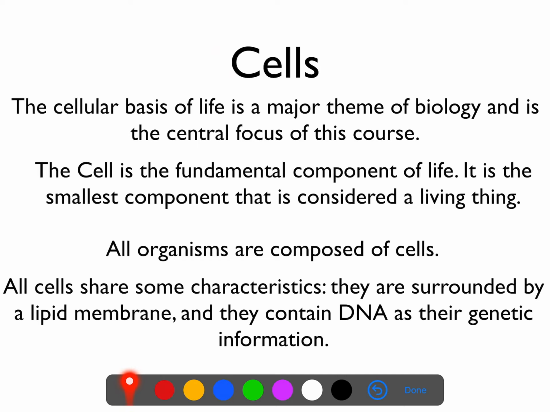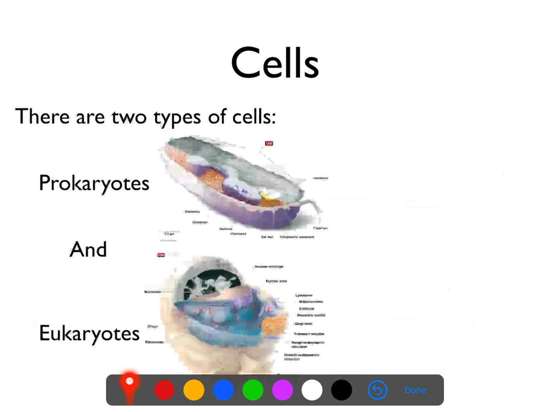There are some characteristics that all cells have in common, and some that are kind of optional. But all cells have a lipid membrane. All cells contain DNA as their genetic material. There are generally two types of cells, which I already mentioned a little bit: prokaryotes and eukaryotes. And the difference between them, I like to describe as being kind of like the difference between a studio apartment and like a one bedroom apartment.